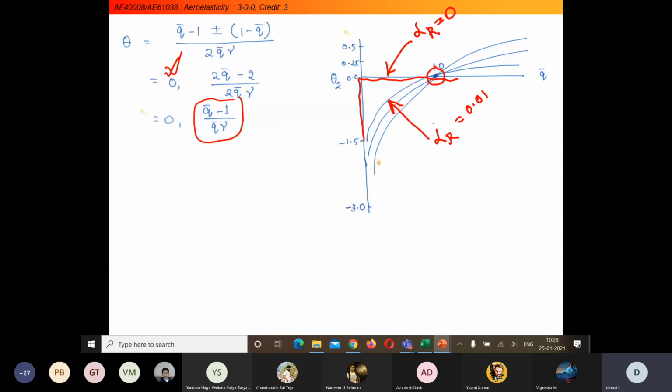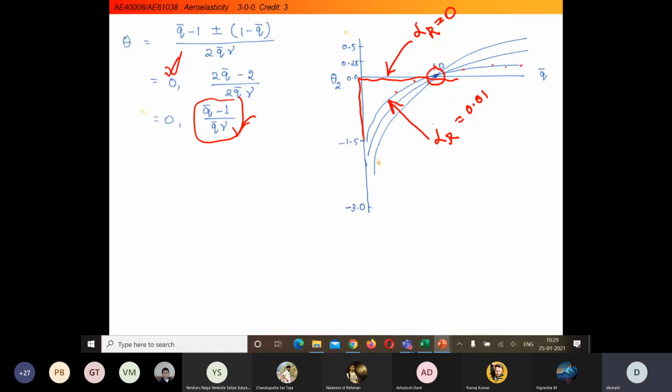When q bar equal to 1, we will be getting one root equal to 0, or it is lying at that point, and the other points are the stable points or the roots of the response of the system. It means it can converge to these points, or it can converge to these points.